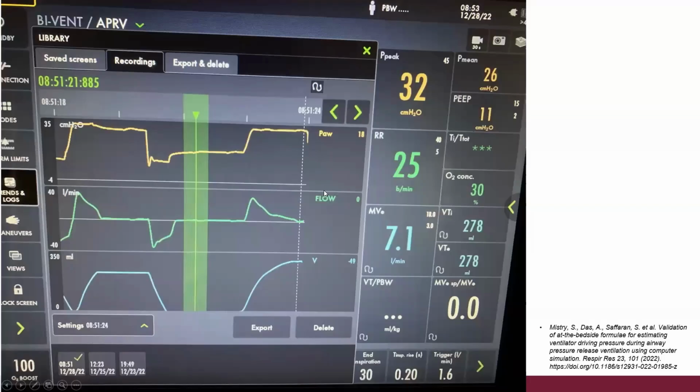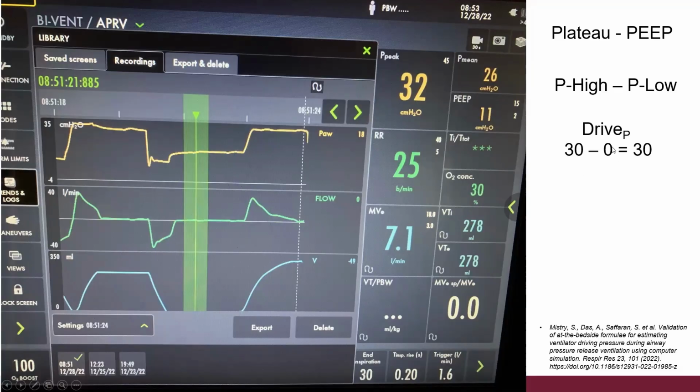But the reason I'm showing you guys this is because there are a lot of naysayers about APRV that say it is not a lung protective mode because of the driving pressure. If you look at plateau minus PEEP, that's what they're saying. So if you have this vent right here, the screenshot you're looking at right now is 30 over 0. In their eyes, the P high is the plateau pressure, so that'd be P high minus P low. If you have 30 minus 0, because I have 30 over 0, then the driving pressure would be 30, and that's double what should be normal for a lung protective vent.